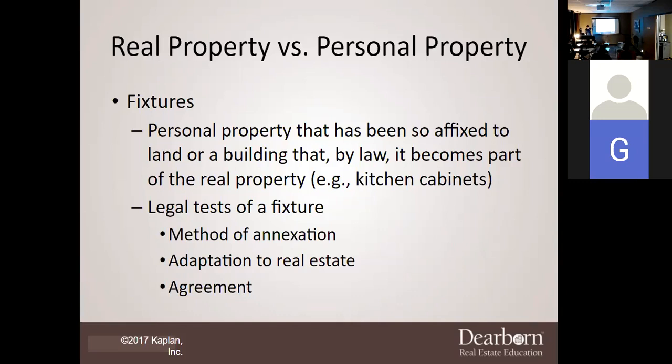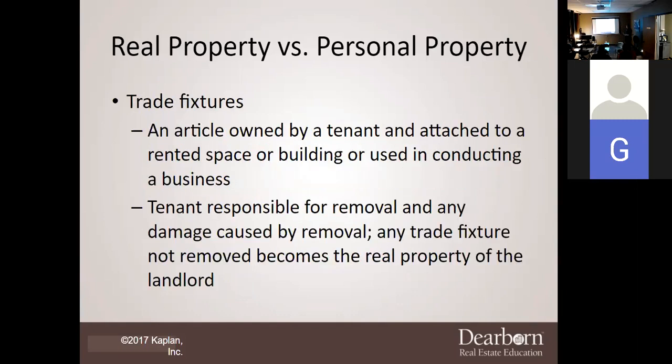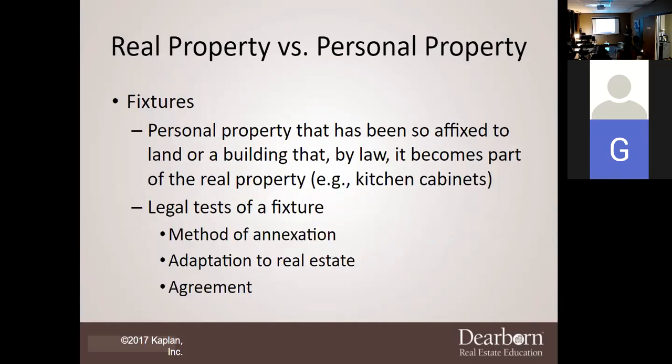Now, when we talk about fixtures here, I'm going to help you digest this for a minute, because you're going to see fixture, and you just saw trade fixture. You see these two that I'm bouncing back and forth on? A fixture applies to personal homes, personal residences. So these are things that are personal.